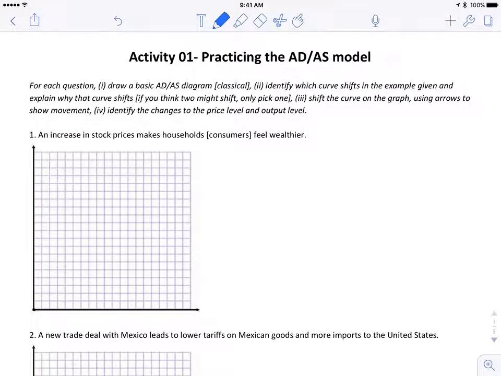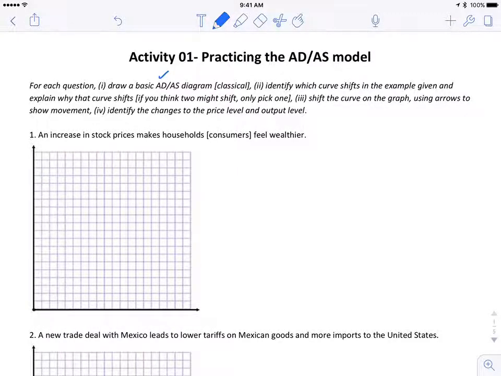Okay, guys, before I throw you into this worksheet with I think 13 examples, let's go over example number one so you understand the expectations for this and how this mirrors a lot of the work we would have done in microeconomics. First off, for each question, you want to do multiple things.